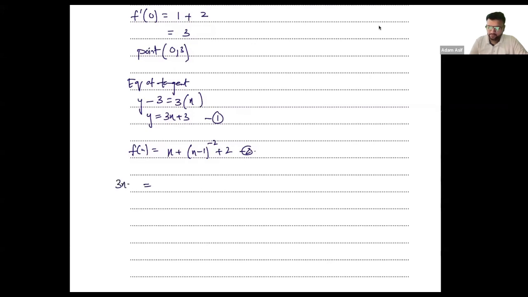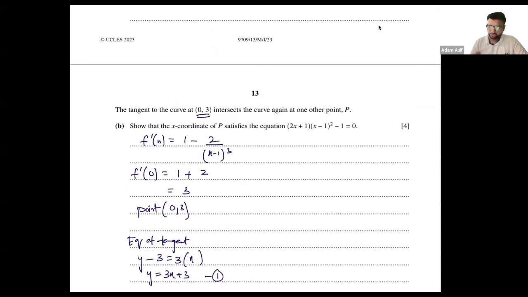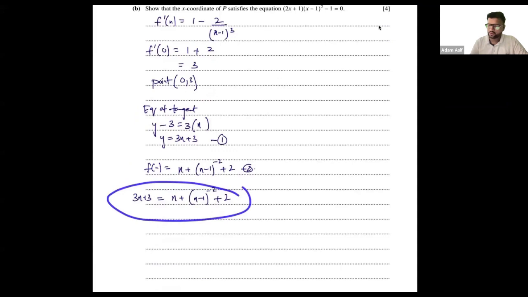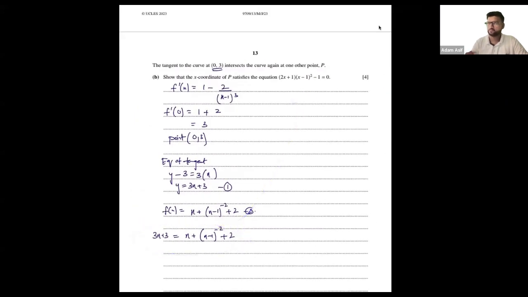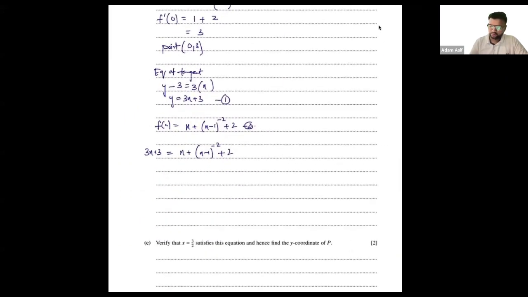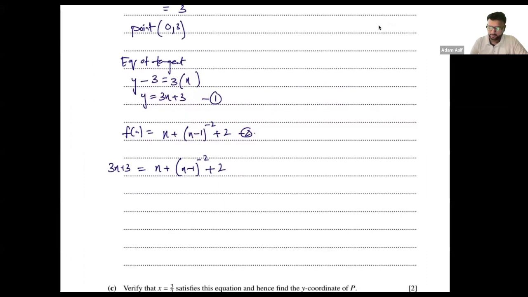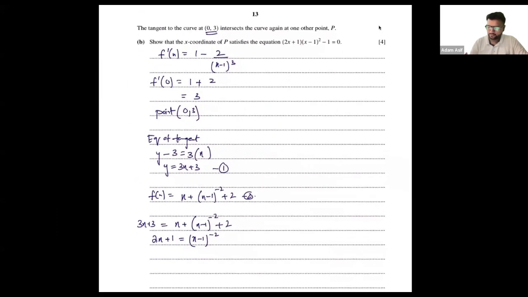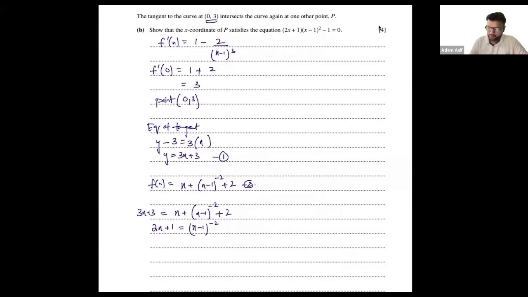So 3x plus 3 is equal to x plus (x minus 1) to the power of minus 2, plus 2. Okay, we need to show that the x coordinate of the point P satisfies this equation. तो हम ये चाहते हैं कि ये equation simplify होके इसमें आ जाए. So that's going to be 2x plus 1 equals (x minus 1) to the power of minus 2. Okay. This is 2x plus 1.